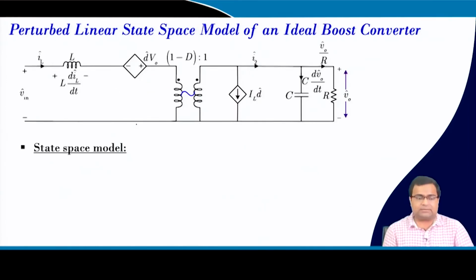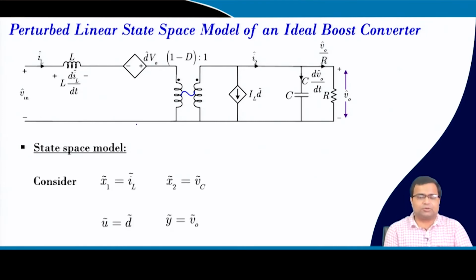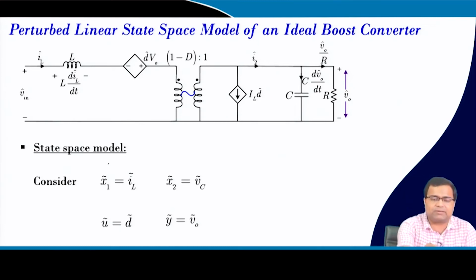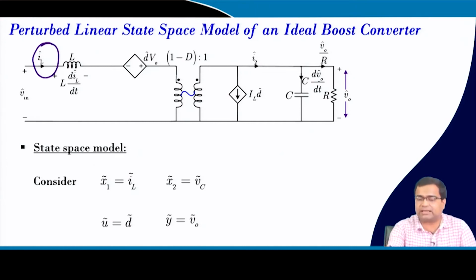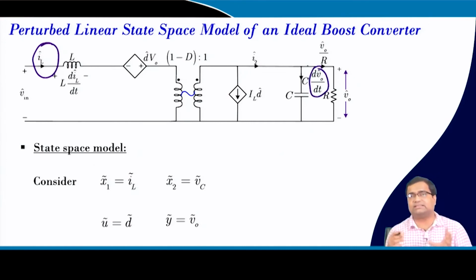We want to achieve this because we want to design the current mode control using the state feedback approach. For that, we want to write the state space model. From this equivalent circuit, I can take x1 perturbation as my inductor current perturbation and x2 perturbation as my capacitor voltage, or the output voltage in this case. If we take it as ideal, the capacitor voltage is the same as the output voltage, but otherwise they are different if there is an ESR.